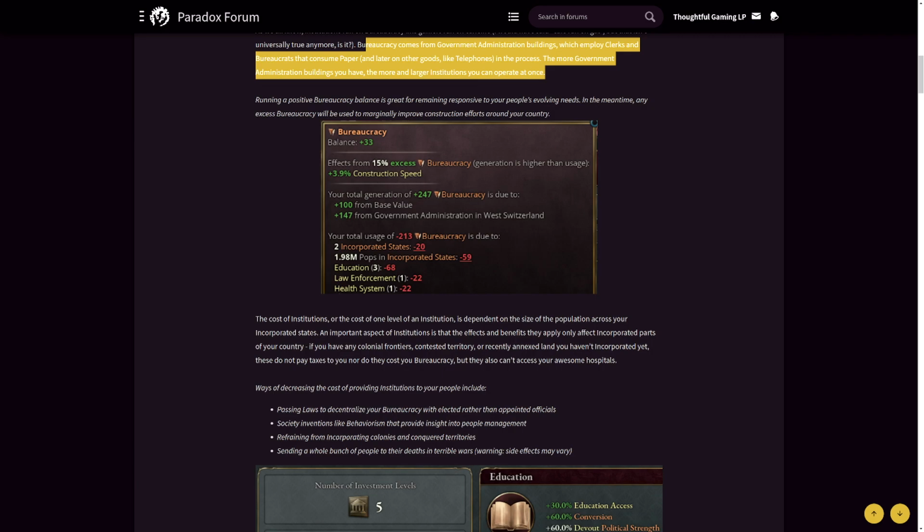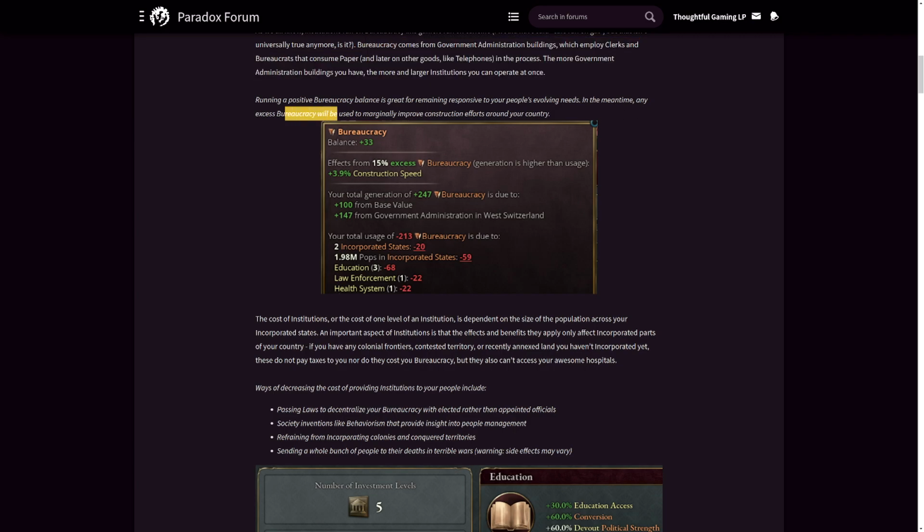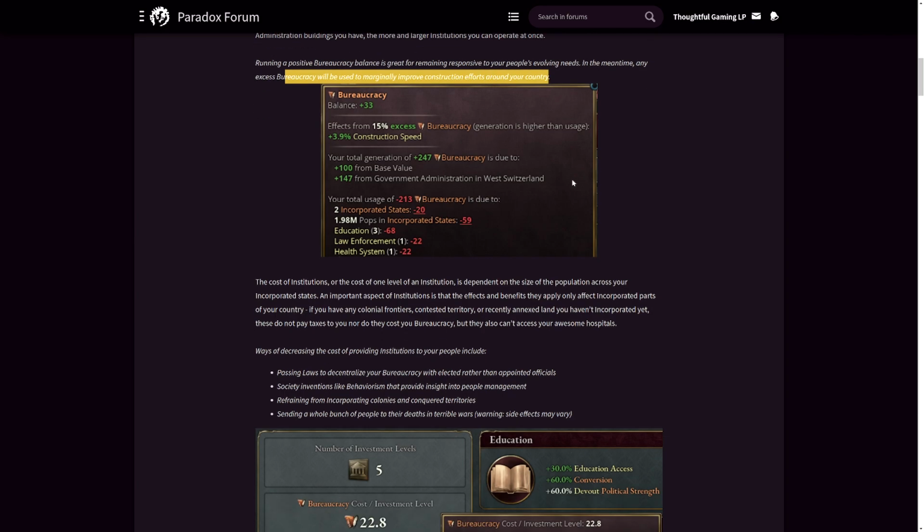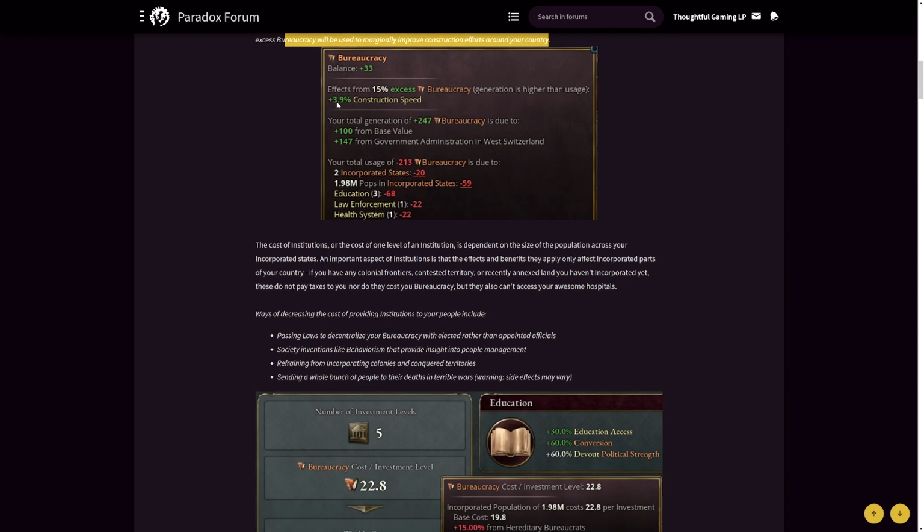Running a positive bureaucracy balance is great for remaining responsive to your people's evolving needs. If you have a reserve, you can always react to crisis quicker. In the meantime, any excess bureaucracy will be used to marginally improve construction efforts around your country. As you can see here, 3.9% construction speed because of 15% excess bureaucracy.